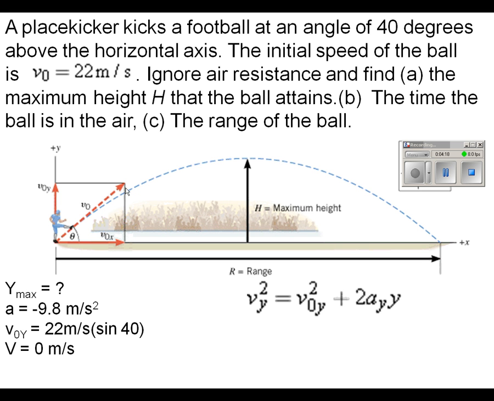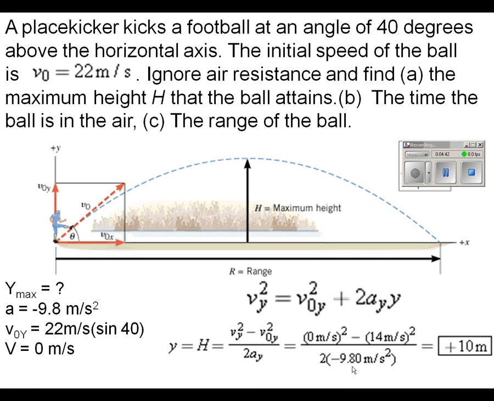So we want it in the y direction. So that's why I multiply 22 times sine of 40. It's opposite of this angle. Final velocity is 0 because this is just like looking at it going up in the y direction, up here at the very top, the final velocity in the y direction is 0. So now with these givens, we can use this equation, v squared equals v0 squared plus 2a delta y, plug in our values from this list, and we end up with a maximum height of 10 meters.